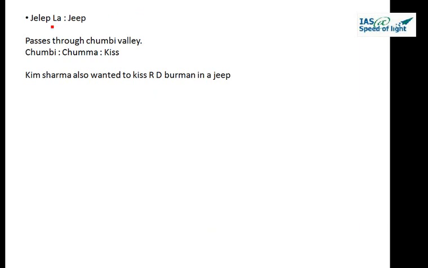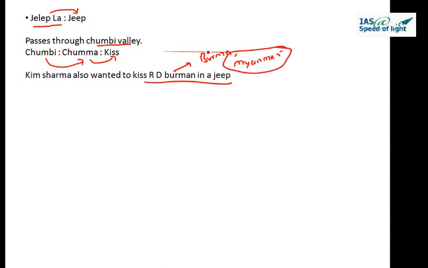Then comes the final pass, which is the Jalip-La Pass. So from Jalip we get Jeep. It passes through Chumbi Valley, and for Chumbi our picture will be Chumma, or kiss. Chumma is a Hindi word for kiss. So Kim Sharma also wanted to kiss R.D. Burman in a Jeep. R.D. Burman is our picture for Burma or Myanmar. And we have seen it is on the tri-junction of China, India and Myanmar. So Jalip-La Jeep, it is in the state of Sikkim. It is the tri-junction between Myanmar or Burma, China and India.